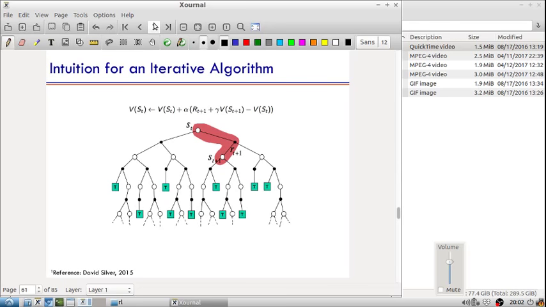But in the reinforcement learning version of the problem, where I don't know script P S prime A and script R S A.